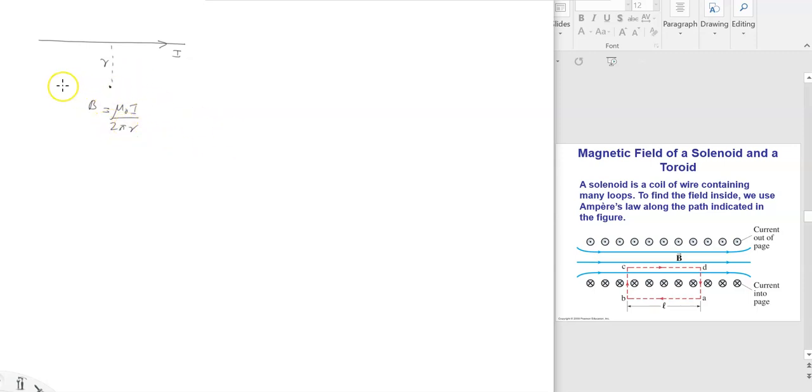Now at this distance, any of these points will have the same magnetic field. On the other side also, if it is the same distance, the magnetic field will be the same. If you measure it a little closer, it will be bigger. If you measure it further away, it will be smaller. So this is just a single wire.